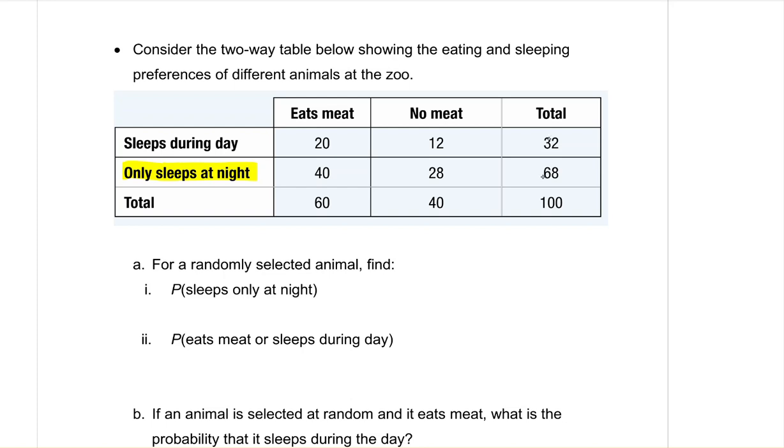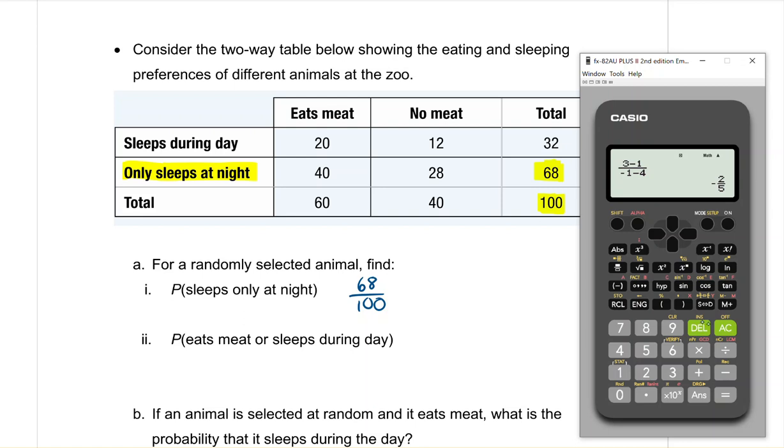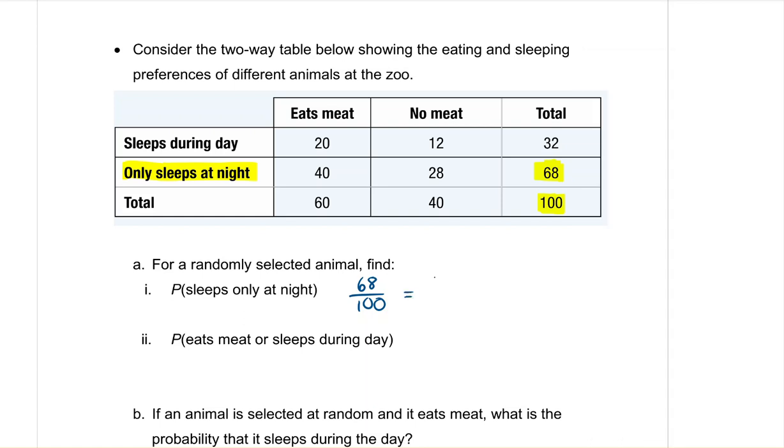And there are 68 animals that sleep only at night. Out of a total of how many? My total of all the animals that we've put in this table is 100 animals, that bottom box. So there's 68 out of the 100. Remember that we like to simplify our fractions, so you can type it in or you can do it in your head if you like, but simplify it all the way down to 17 out of 25.